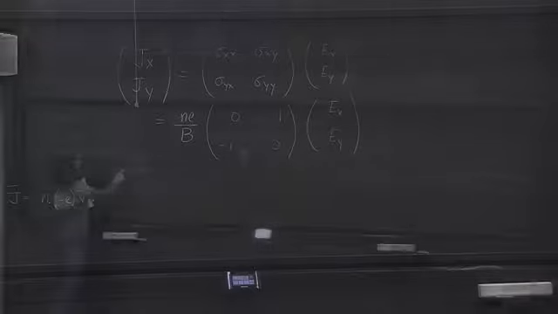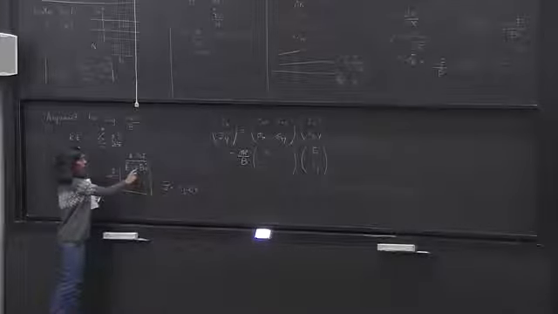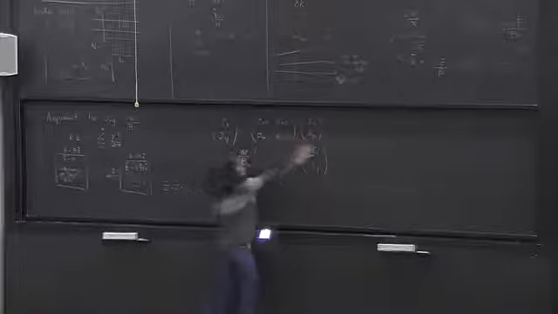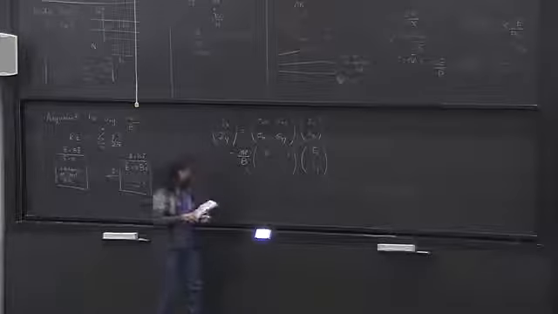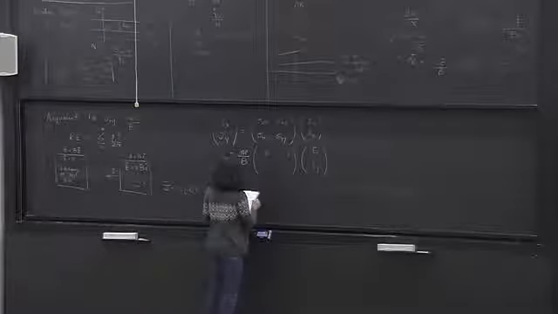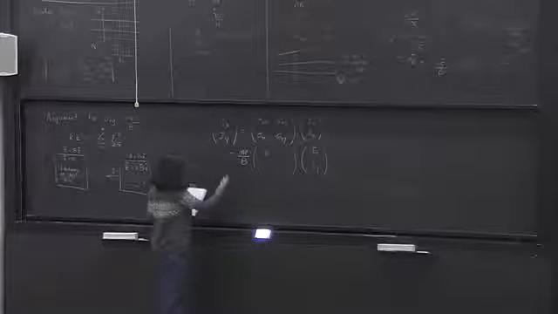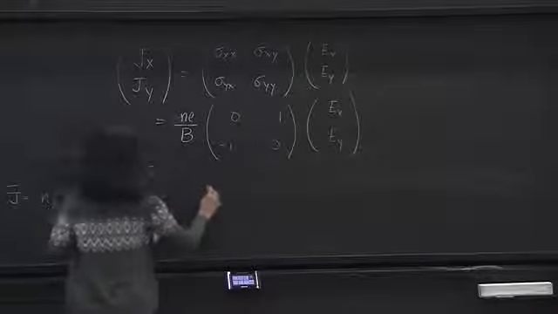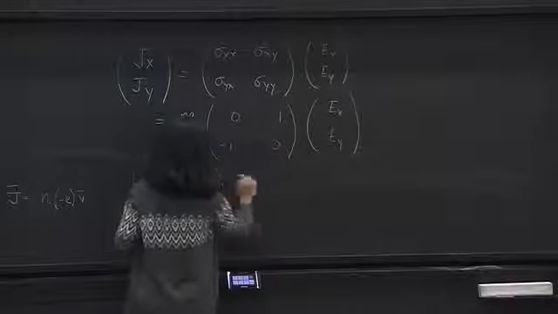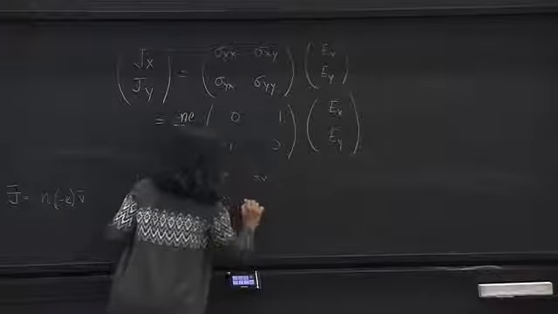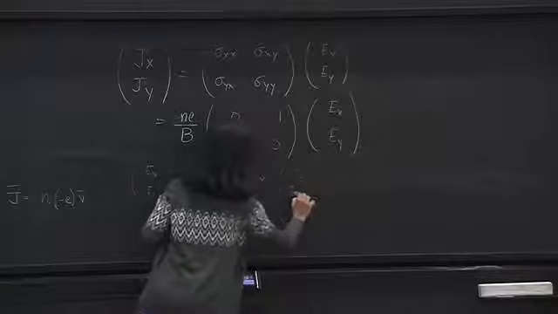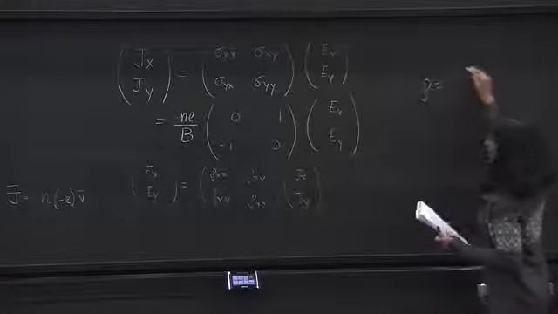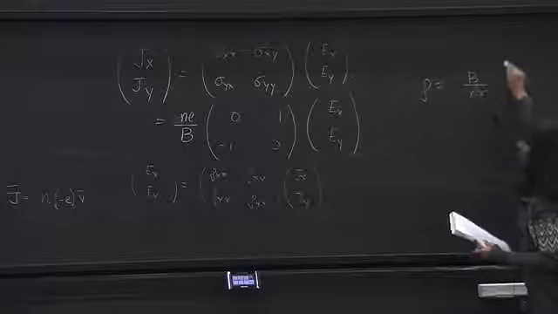I can express the electric field in terms of V and B. I know the current in terms of the same quantities. I just rearrange to find out what the conductivity tensor is. Okay, and similarly, I can also find out what the resistivity tensor is, which is just the inverse of this relation. How is the electric field related to the current? And so that's just the inverse of this matrix. And it's B over N E.